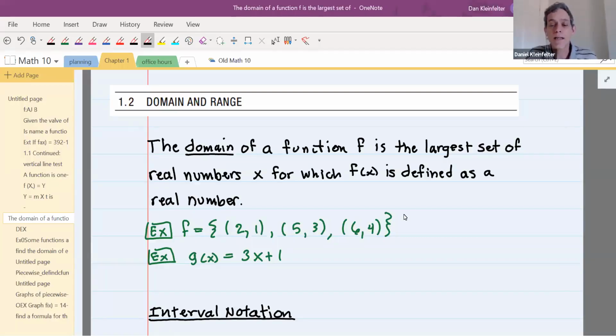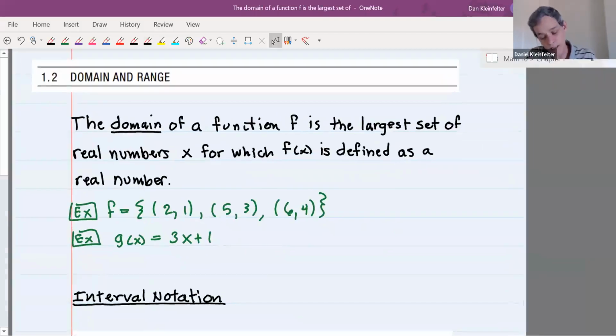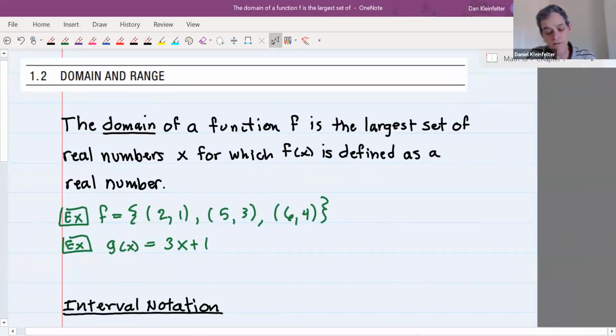Welcome back, everybody. In this section, 1.2, we'll be looking at how to find the domain and range of a function. So first of all, a definition. The domain of a function f is the largest set of real numbers x for which f of x is defined as a real number. So in short, basically the domain is the set of inputs to a function.